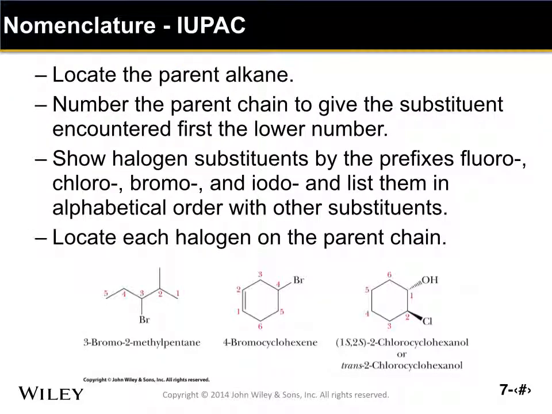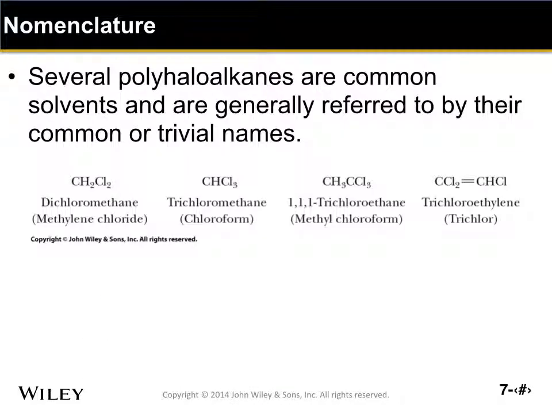How do we name these? Just like we've done before, except that instead of only having methyl, ethyl, propyl, isopropyl substituents like that for the alkyl, we're going to call these fluoro, chloro, bromo, and iodo. Otherwise, everything else is the same.